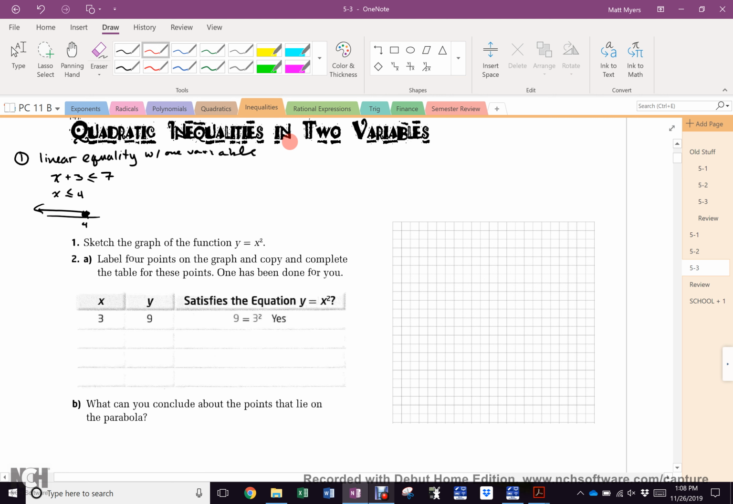In grade 11, we went one step further. We went to a linear, oops, that should have said inequality, sorry. Linear inequality. In grade 11, we went to a linear inequality with 2 variables. And that became x plus 3 was less than or equal to y. And that gave us a line. Right? And that line would have looked something like that. And that gave us all of these answers, because every x and y in there works. Yeah?